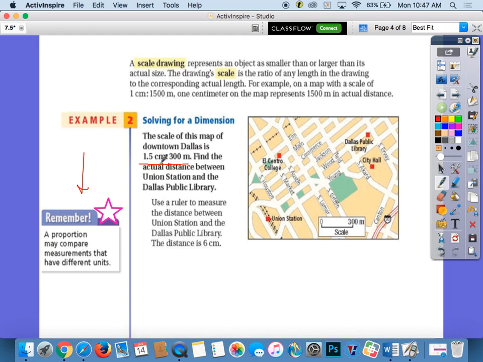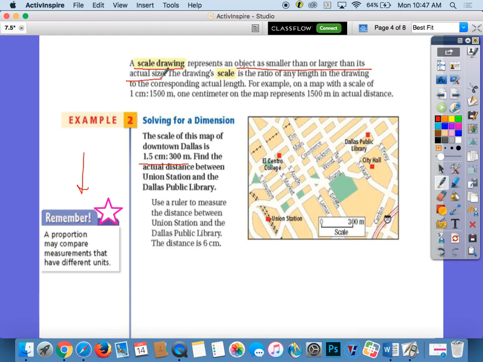Okay, so that's a detail to keep in mind when you guys are doing your homework, and to notice. If your answers are off, that might be one of the problems. You will see this again. So let's get this definition down. A scale drawing is basically going to be an object that's smaller or larger than its actual size. All right, so this is going to be your scale drawing.